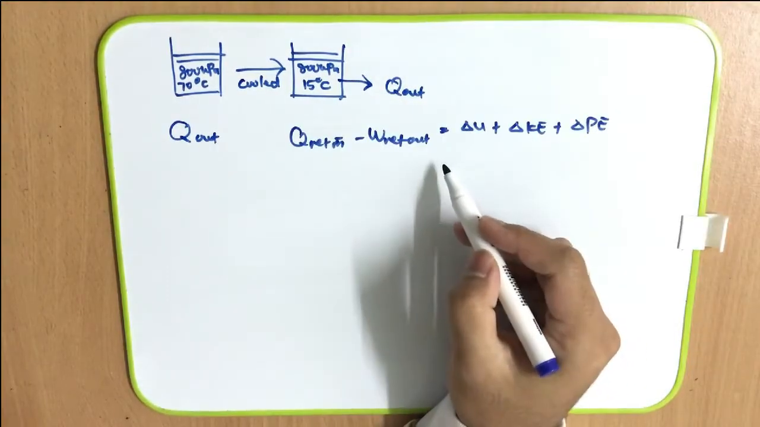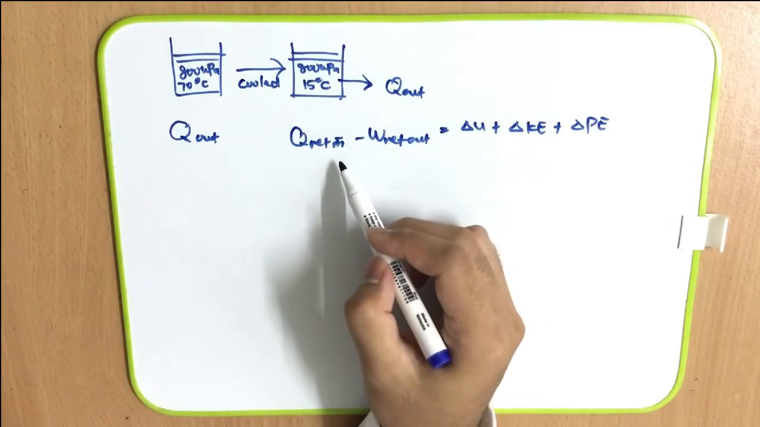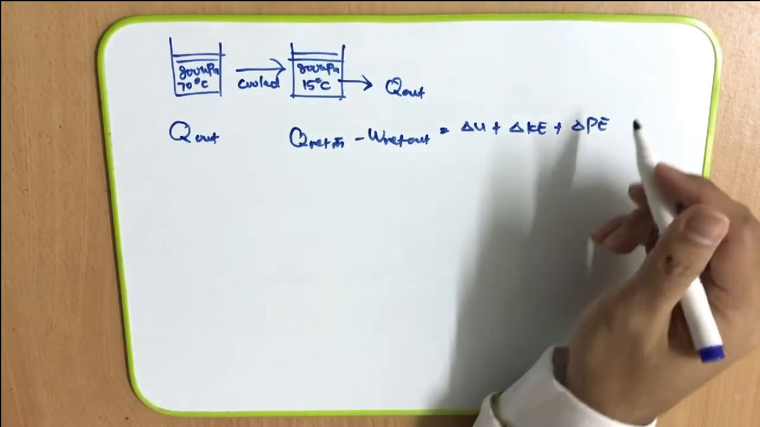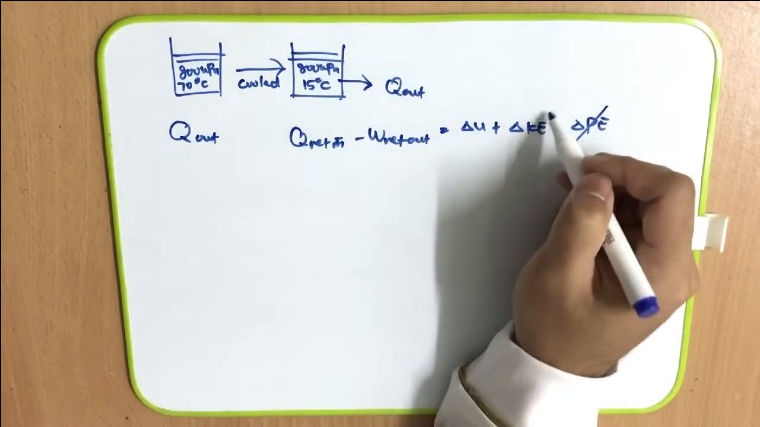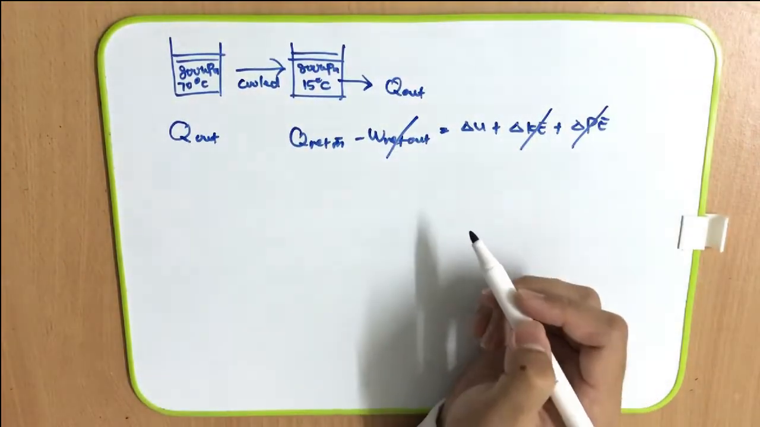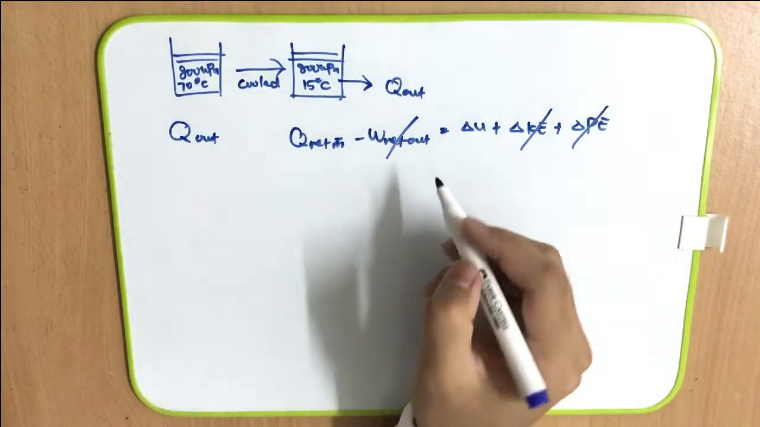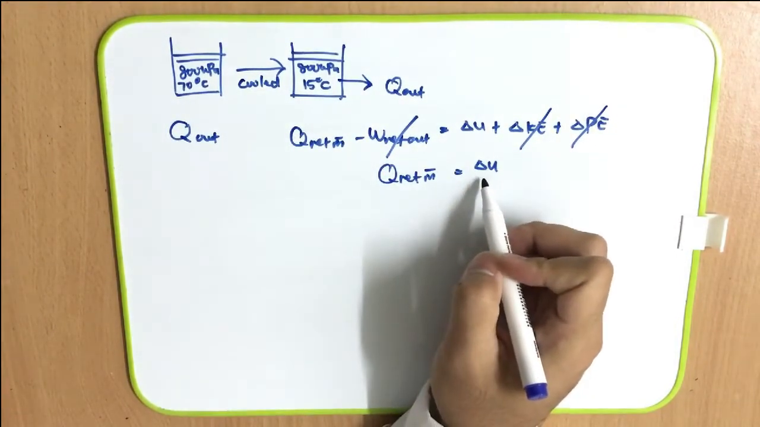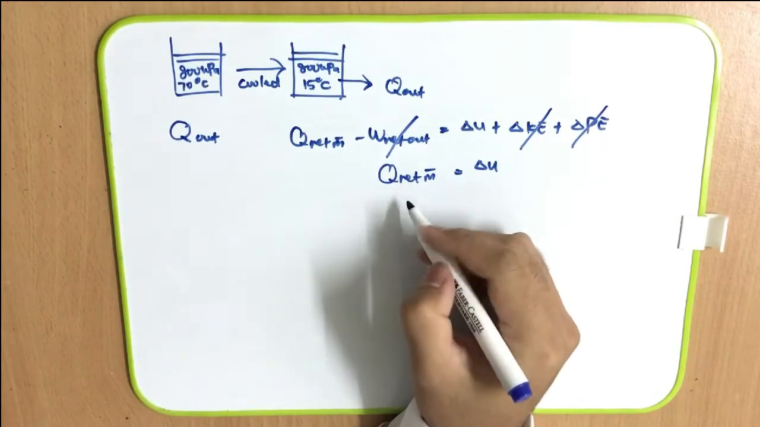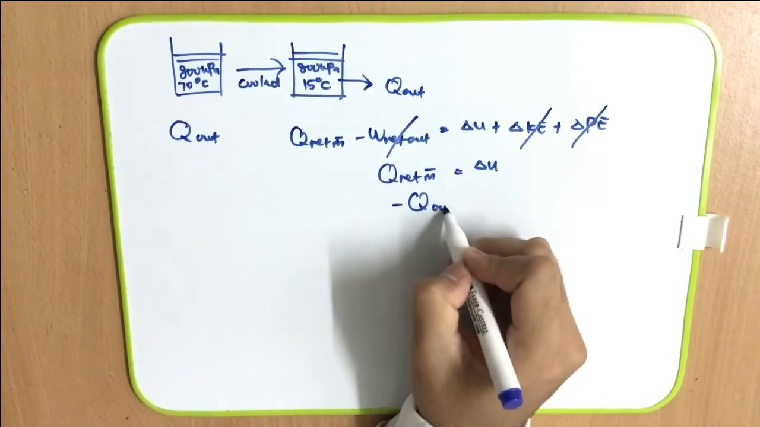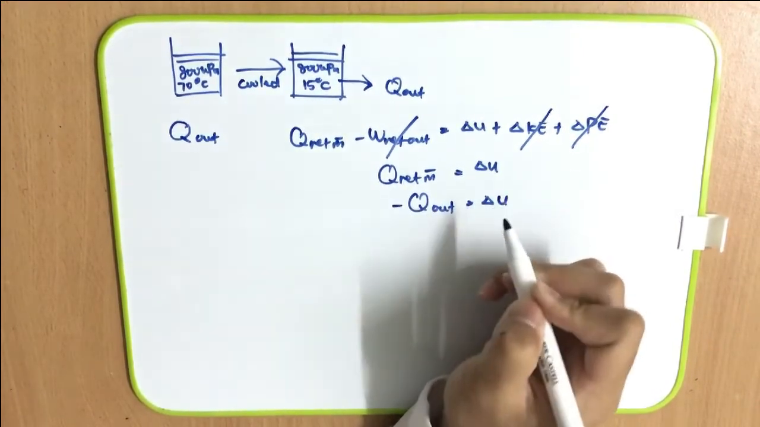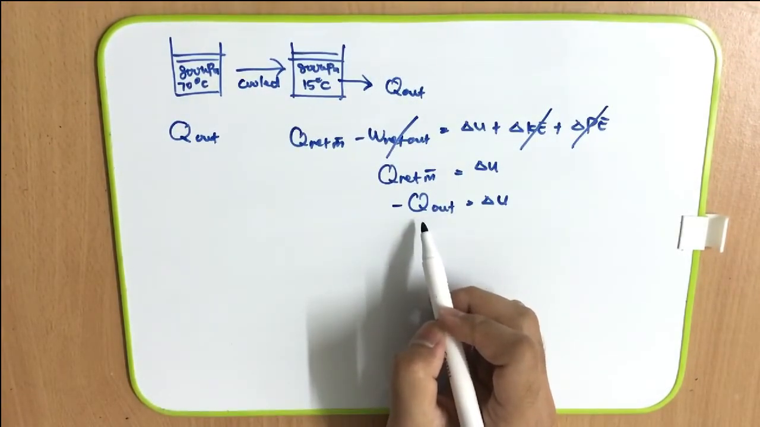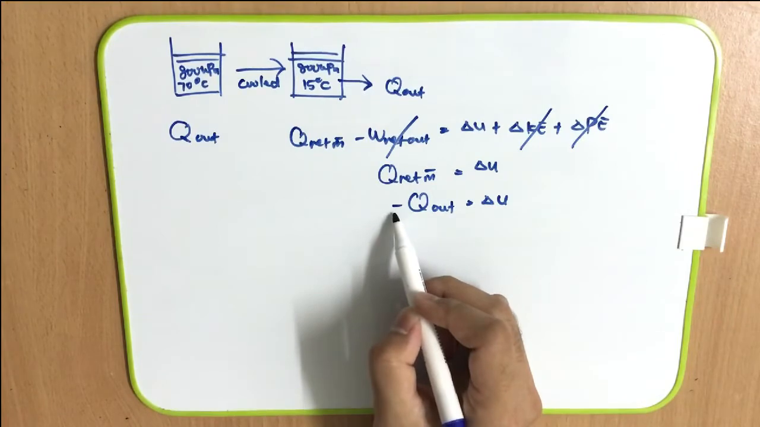So from the first law of thermodynamics, we can find the Q. And the other energy that is not involved, we can neglect, which is delta PE, delta KE, and also W. So now, the first law of thermodynamics will be simplified into Q net in is equal to delta U. And this Q net in is equal to negative Q out is equal to delta U. And we know that for Q that is removed from the system, we should put a negative sign.